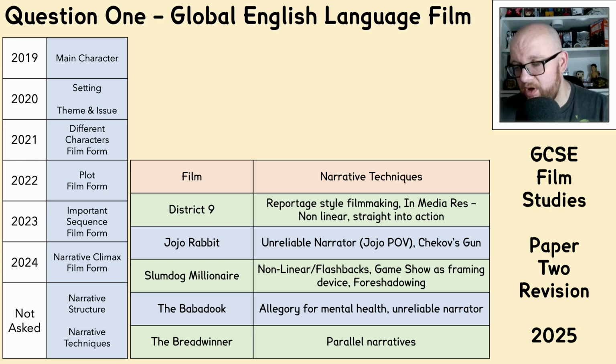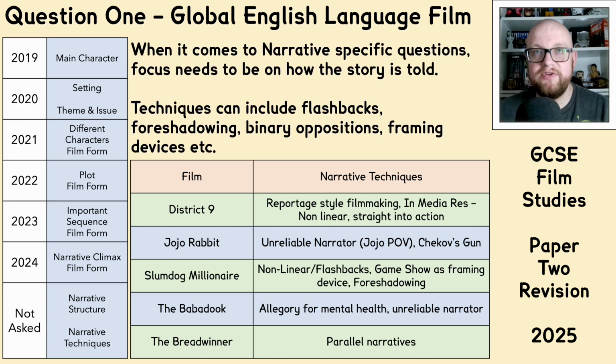So in terms of trying to address every single film, when it comes to narrative-specific questions, the focus needs to be on how the story is told. That is the whole idea of narrative, how the story is told. Is it a specific character that we see it through the eyes of? Like with Jojo Rabbit, it's a childlike point of view. Is it told in a very specific way? And I'm just going to allude to these in a second.